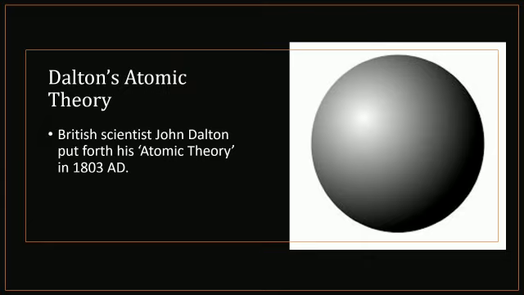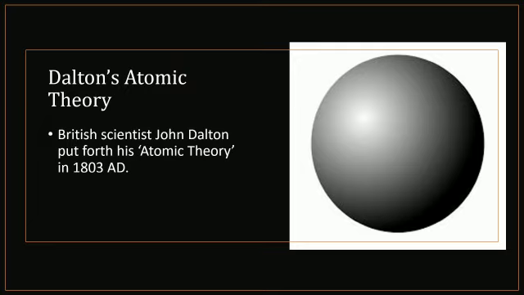Dalton's atomic theory. British scientist John Dalton put forth in 1803 AD his celebrated atomic theory. According to him, matter is made up of extremely small, indivisible particles called atoms. Indivisible means they cannot be divided. It means you cannot divide an atom. Atoms of the same element are identical in all respects, that is, shape, size, and mass. For example, all the oxygen atoms have the same shape, size, and mass.